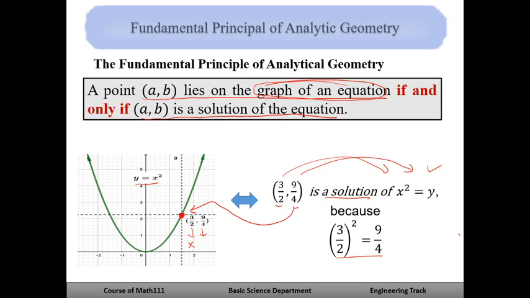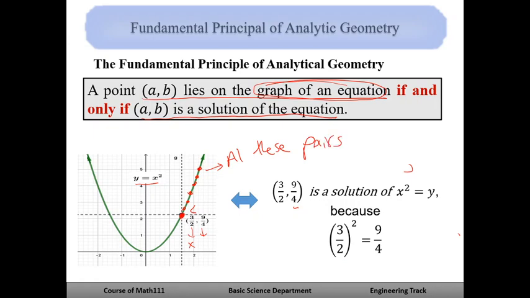So the graph, as you see, all these points on the graph, all these ordered pairs on the graph are solutions of x squared equals y. So when we give you the graph, we give you all the solutions on the graph.